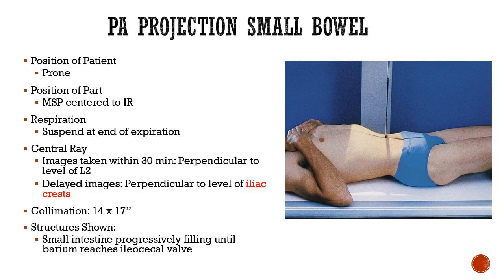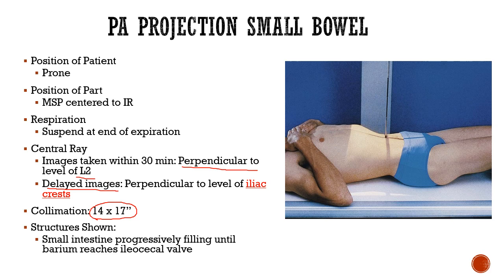So the registry suggests that we do a PA projection, even though the image shown in Merrill's is AP. So the patient would be prone. We would want the midsagittal plane centered to the image receptor. We want to suspend at the end of expiration, and images taken within 30 minutes are taken with the beam perpendicular at the level of L2. Be careful with that. Delayed images, which are those 30 minutes and later, are taken at the level of the iliac crest. We are going to open our collimation to 14 by 17 for all these projections.